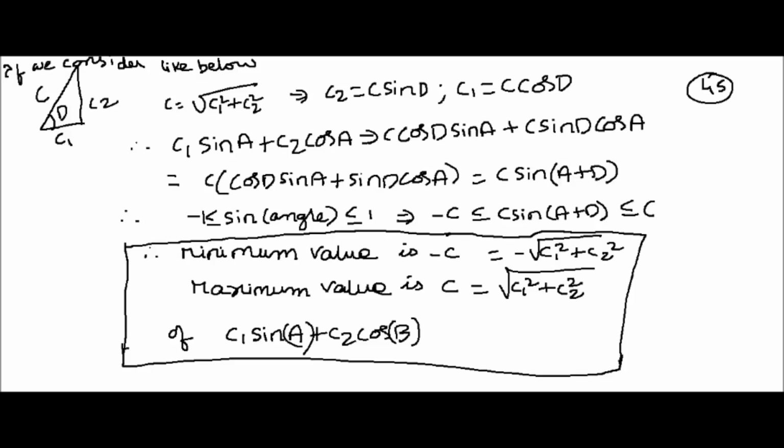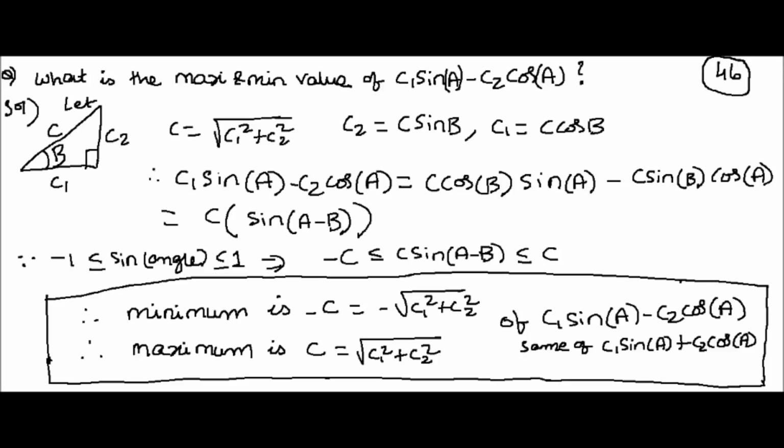Let's go to page 46. In a similar vein, what is the max and minimum value of C1 sin A minus C2 cos A? Let's follow the same procedure. Consider a right angle triangle with the opposite side as C2 and adjacent side C1. We could have done it another way, considering opposite side as C1 and adjacent side C2. So the hypotenuse C is square root of C1 square plus C2 square.